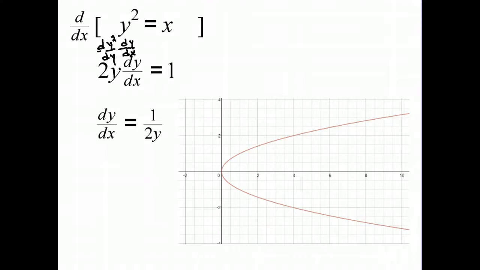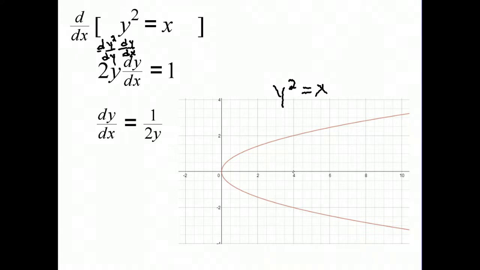And this is the graph of the function y squared equals x. And notice y is not a defined function of x because it doesn't pass the vertical line test. However, this is the graph of y squared equals x, and we notice at any given x value, we have two different tangent lines.